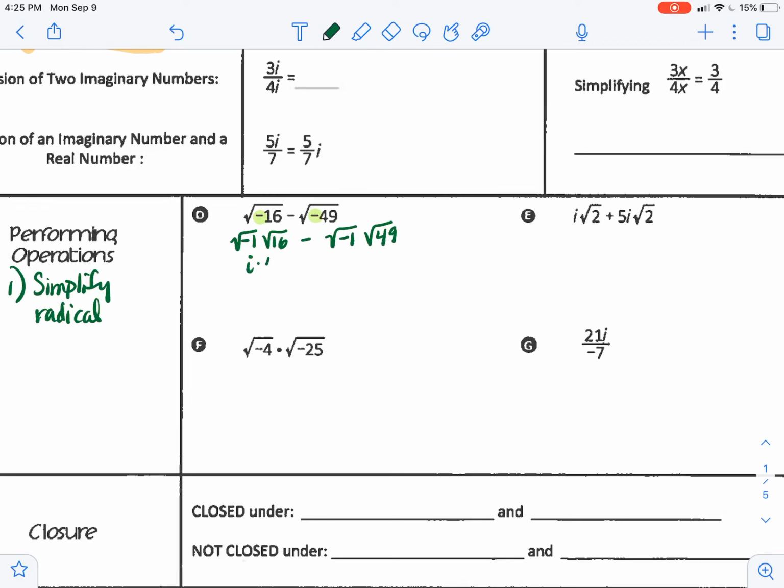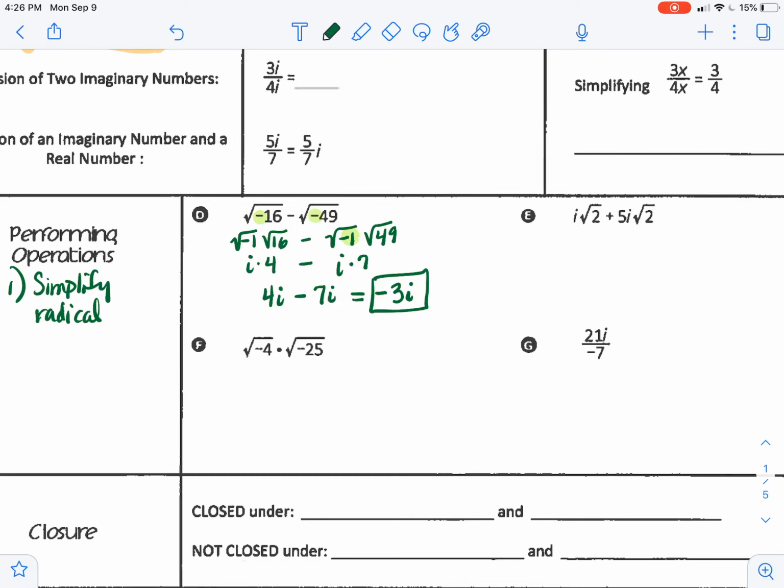Square root of 16 is 4. The best way to write that is 4i. Over here on the second part, the square root of a negative 1 again is i. Square root of 49 is 7. We're going to rewrite it as just 7i. Now we're just adding like terms. So 4 minus 7 would be a negative 3, and again i, because we're just adding like terms.